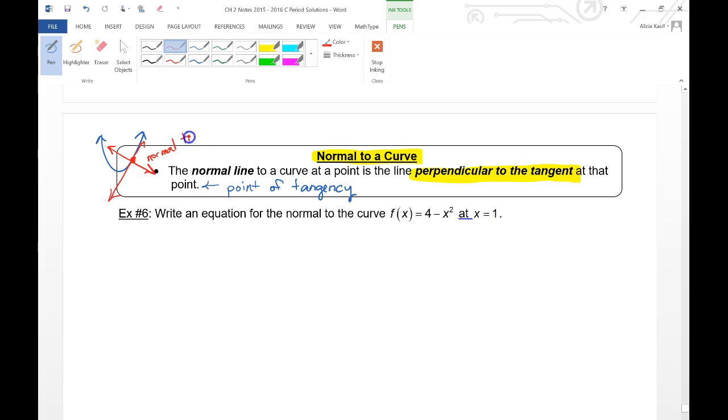Oops. Oh no. Yeah. Yeah, this one here. Max is being rude to me. This one is the normal line, the one that is perpendicular. Okay.